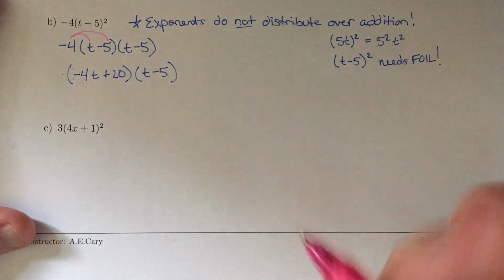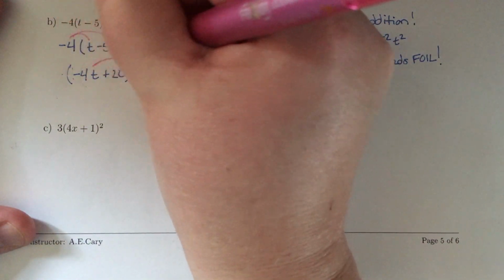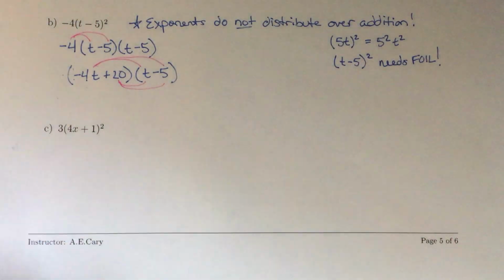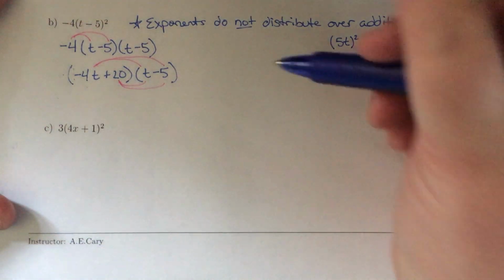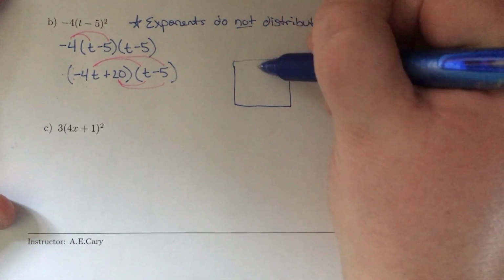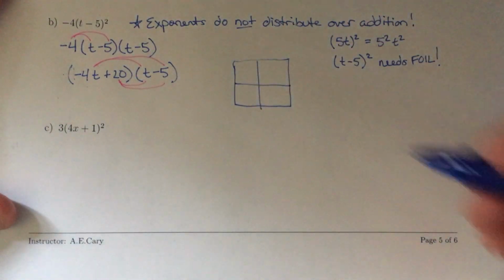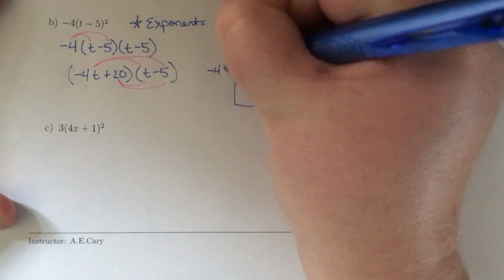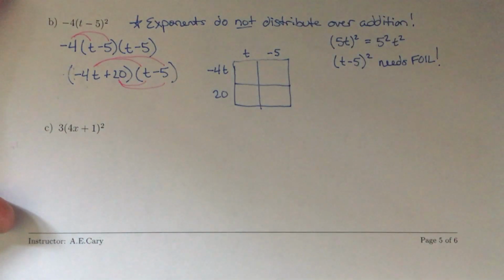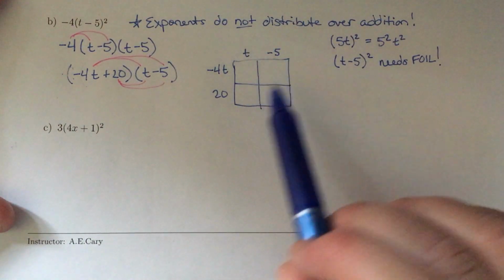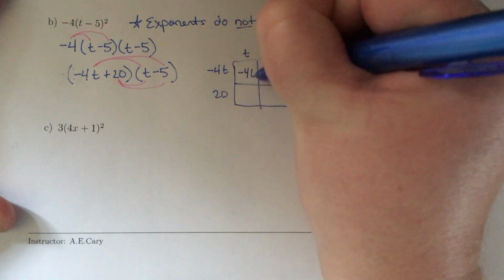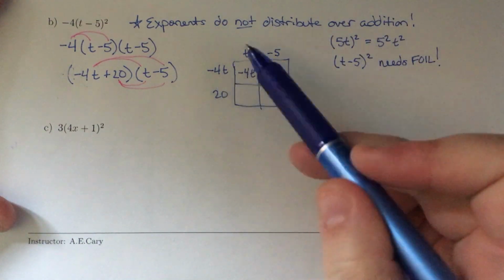So now it's just normal old FOIL, or you can use box method. We take the -4t and multiply by the other two pieces, take the 20 and multiply by these other two pieces. Or if you're feeling like, that looks ugly, there's negative signs, remember you can always use the box method when the multiplication's getting tricky. So I want to do that too. So I have -4t, positive 20, positive t, -5. And we just multiply each term. It does the exact same thing as FOIL, but for some people having this visual really helps them get it right. So I'm multiplying each of the outside pieces.